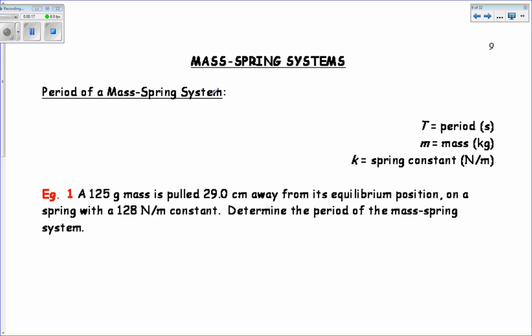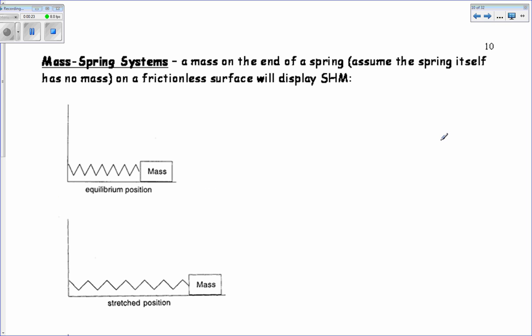Before I start doing the notes on here, I want you to go ahead a few pages. This is on page 9 in your notes booklet, but if we go ahead to page 10, this kind of shows you what's going on. I used to have a video that I played, but the link to it doesn't work anymore. So a mass spring system is a mass on the end of a spring, and we're going to assume the spring itself has no mass, and it's on a frictionless surface, and that mass will display simple harmonic motion.